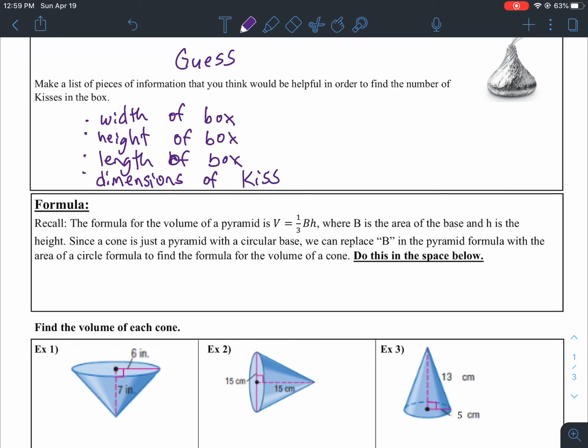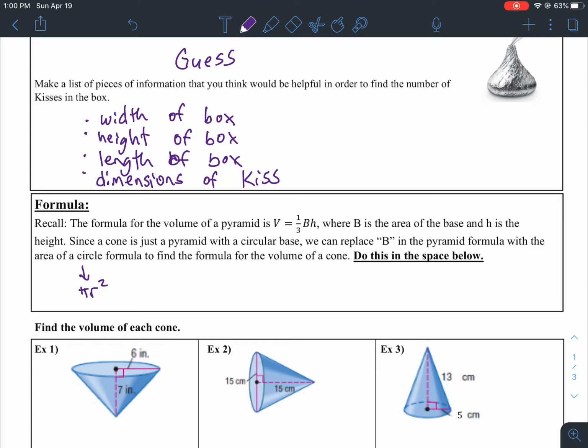Now, since a cone can be thought of as a pyramid with a circle for the base, we can replace capital B in our pyramid formula with the area of a circle formula. Since again, capital B is the area of the base, and in a cone, the base is a circle, we're going to replace capital B with the area of a circle, which if you remember was pi r squared.